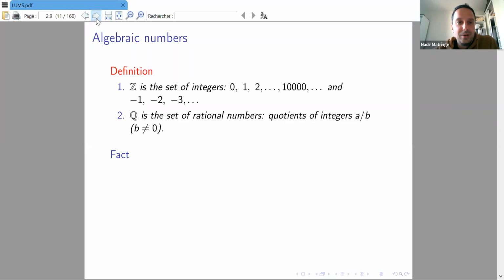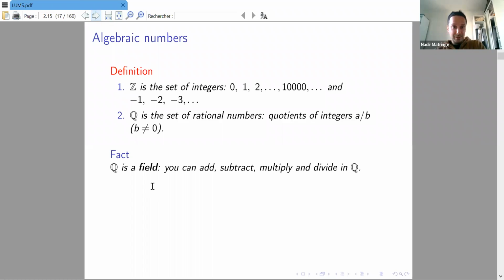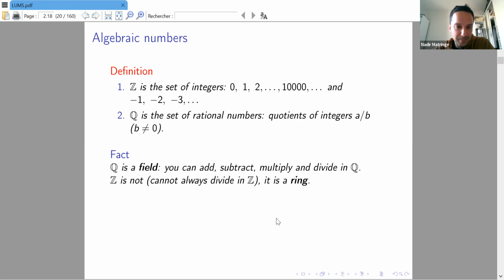So the set of rational numbers is a field. It means basically that inside Q, you can add, subtract, multiply, and divide, and you stay inside the set Q. Whereas Z is not a field. It's just a ring because you lack division. If you divide 1 by 2, you go outside Z. In fact, Z is an integral domain and Q is its field of fractions.